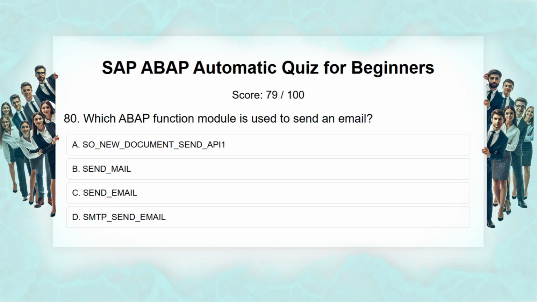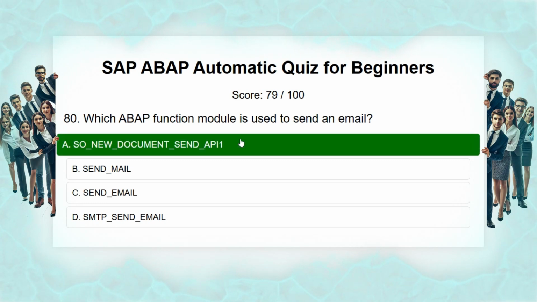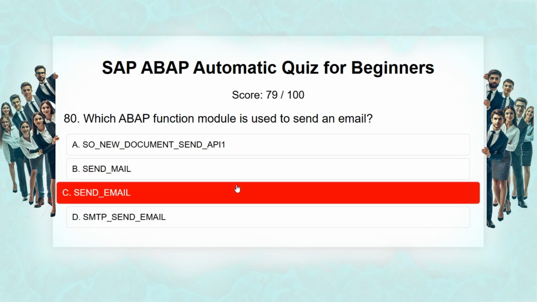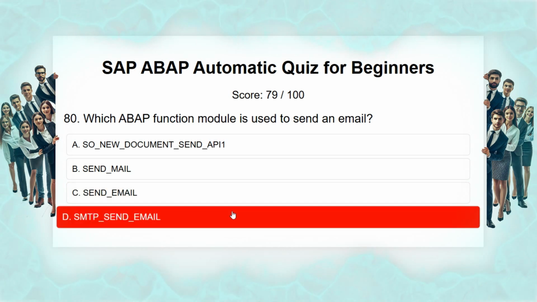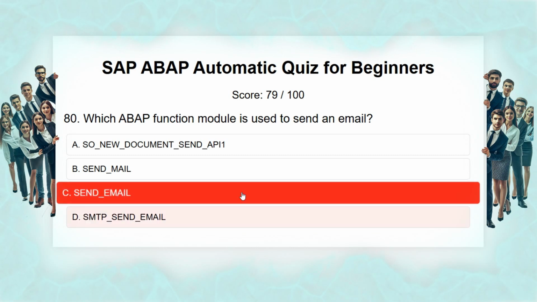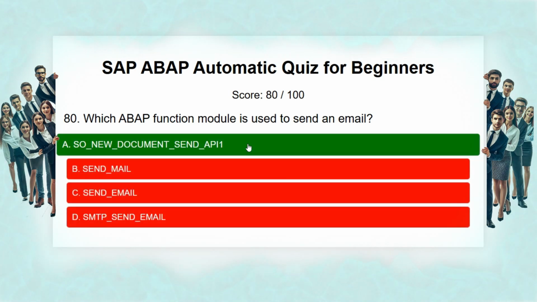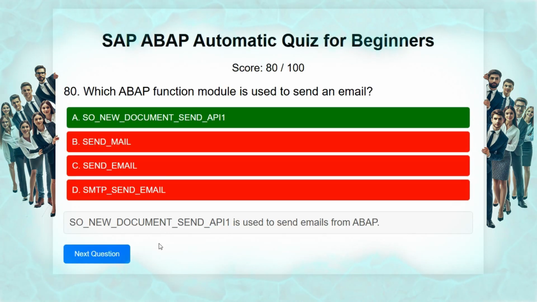80. Which ABAP function module is used to send an email? A. SO_NEW_DOCUMENT_SEND_API1. B. Send_mail. C. Send_email. D. SMTP_send_email. Correct answer. SO_NEW_DOCUMENT_SEND_API1 is used to send emails from ABAP.